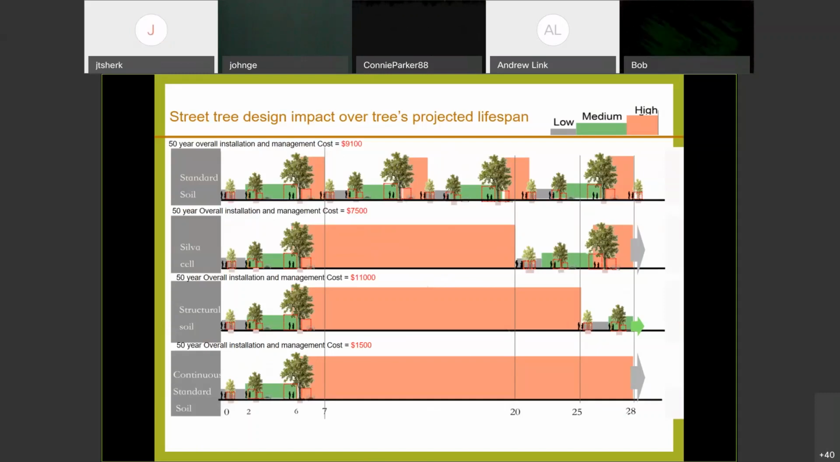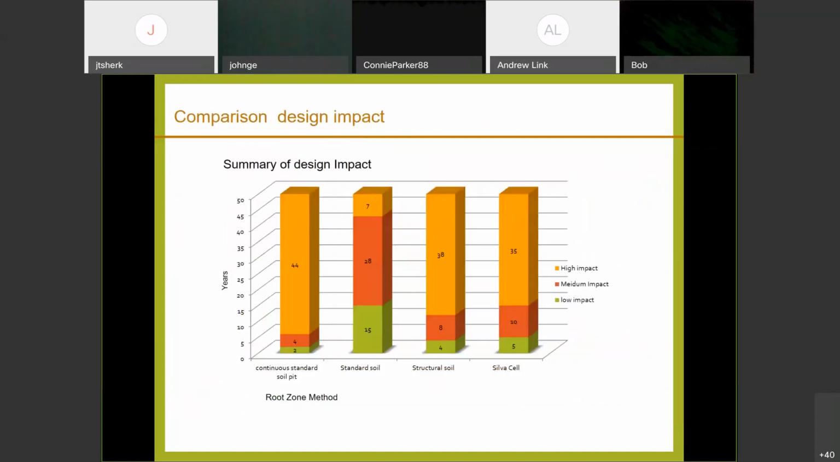So we looked at all of these and we said, okay, if you have to replace that tree every 7 years, over 50 years, every time you spend that money, over time, you're spending $9,100. The same with the Silva cells, they last longer, so you're not replacing them as often. And then the structural soils and so forth, and then the continuous soil where you have the massive root zone areas. So we really want that continuous soil area rather than the little pit that we do the trees, because obviously we just barely get to the high impact in those, and then we got to replace them.